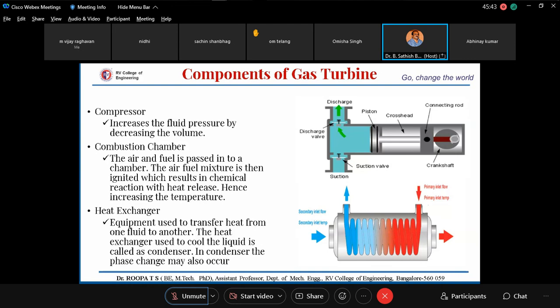Next we have the heat exchanger. This is used to transfer heat from one fluid to another. The heat exchanger is used to cool the liquid, which is called a condenser. This heat exchanger is present in the closed cycle for condensing the working fluid which is coming out. You will understand it better in the flow chart or the line diagram in the coming slide.